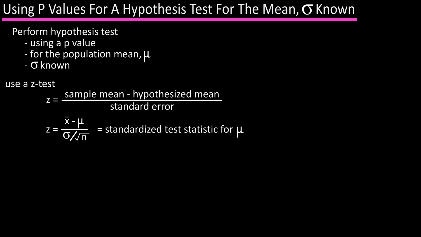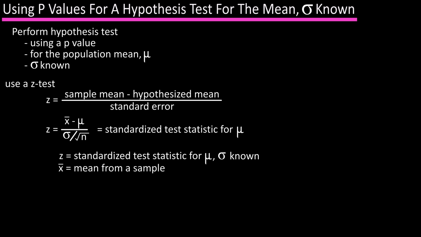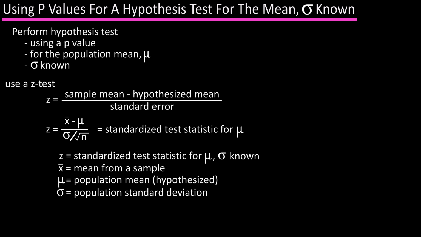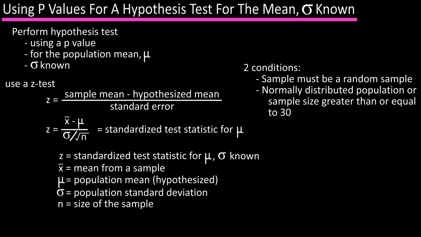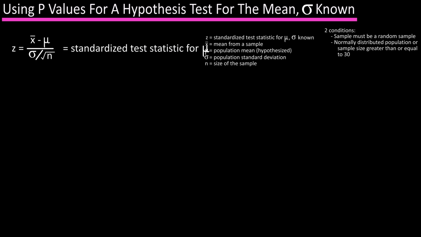In this formula, z is a standardized test statistic for mu. X bar is the mean from a sample, mu is the population mean, which is being hypothesized, sigma is the population standard deviation, and n is the size of the sample we're using. And there are two conditions. The sample must be a random sample, and the population must be normally distributed, or n, the sample size, must be greater than or equal to 30. Let's jump into an example, and we'll go through a list of steps for this method.